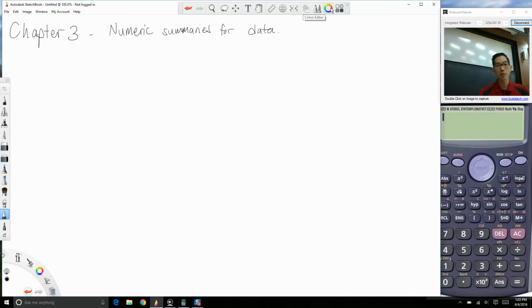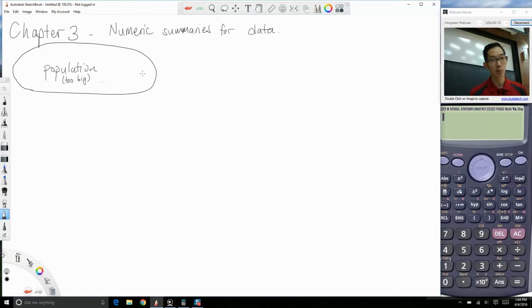So what is a numeric summary? Let's step back and think about what the big picture of statistics is all about. In statistics, we start off with this large entity called a population. From that population, which is too big to be observed directly, we take a little piece. This thing is called a sample.